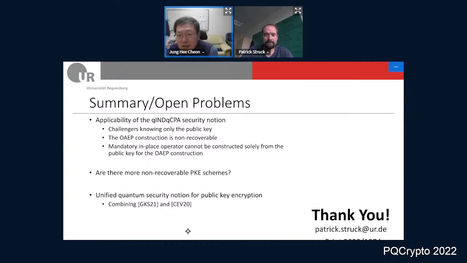Thank you for the nice talk. So I'm a little bit confused. Could you summarize a little bit how we can use OAEP securely in the quantum setting?